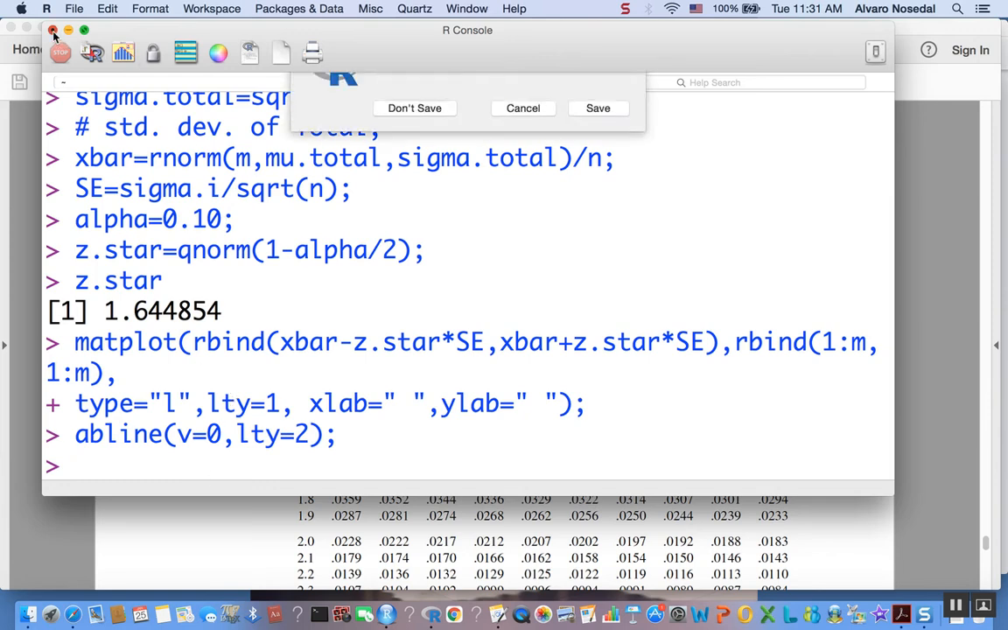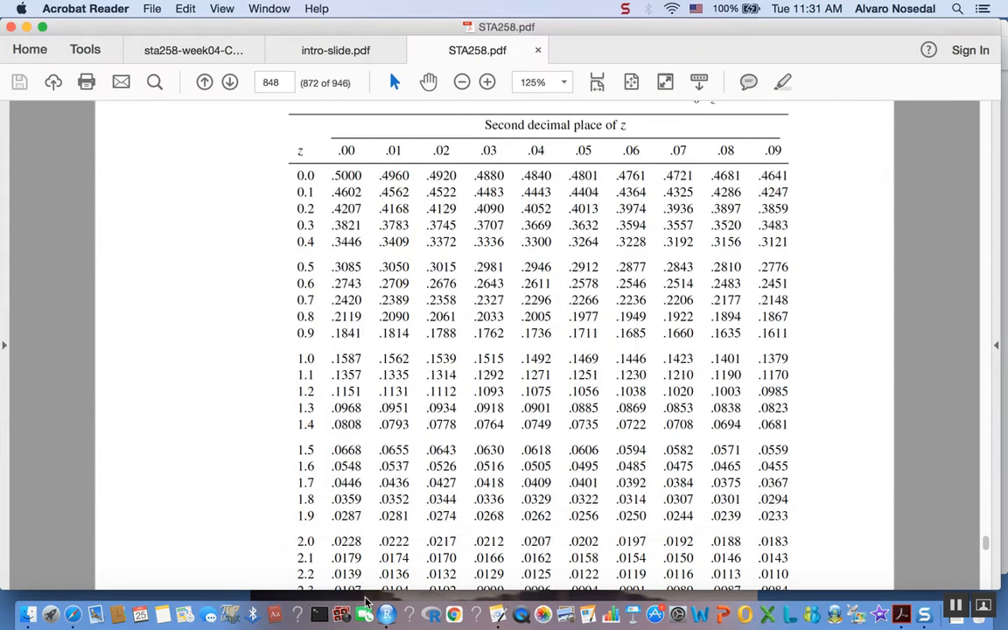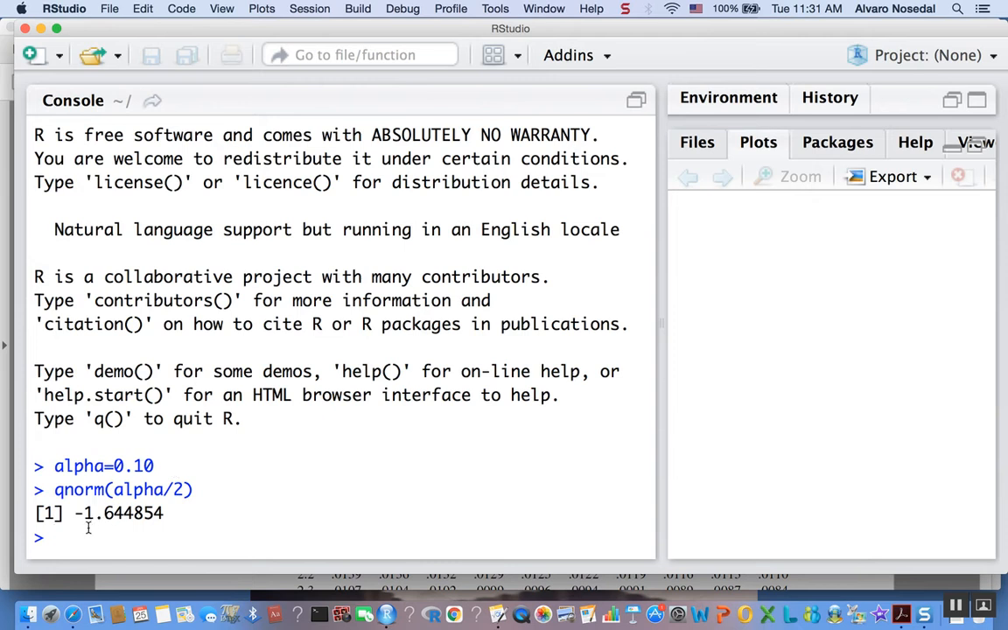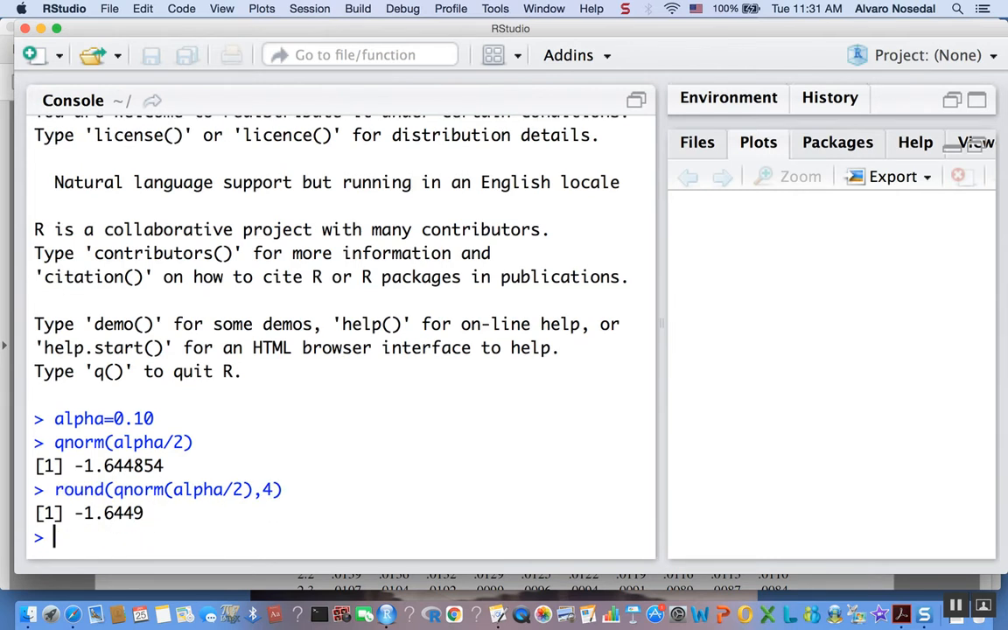RStudio. This is the one. Negative 1.64. Make sense? So if you were to round this to 4 decimal places, there you are. Negative 1.645 basically would work.